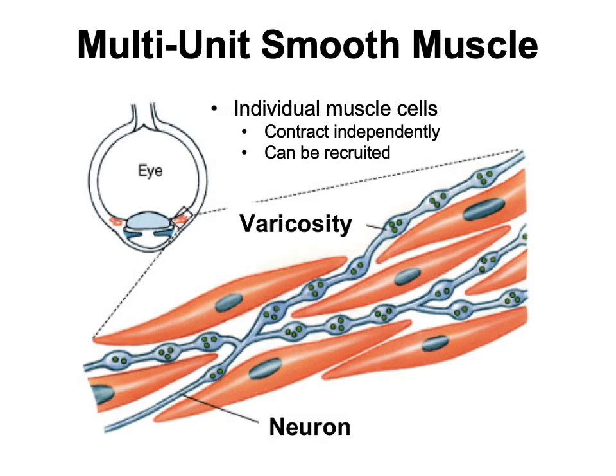Multi-unit smooth muscle cells are individual cells. They contract independently, but they can be recruited. A good example is pupil dilation or constriction. If you were exposed to a small amount of light, your pupil would be a certain size of constriction. But as the light increased in intensity, you could recruit more smooth muscle cells that would constrict it even further.